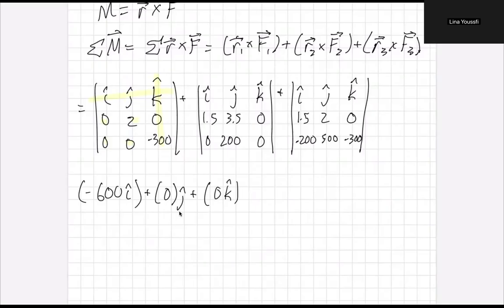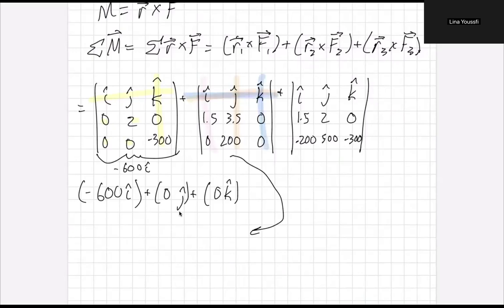0 K. All right. So that means this block here is just negative 600 I hat. Now we can do this block here, and I'll move that over there. For the x direction cross product, I'm going to have 3.5 times 0 and 200 times 0, 0 plus 0, 0. For the j direction, I'm going to have 1.5 times 0, that's 0, 0 times 0 is 0. Again, that's going to be 0.